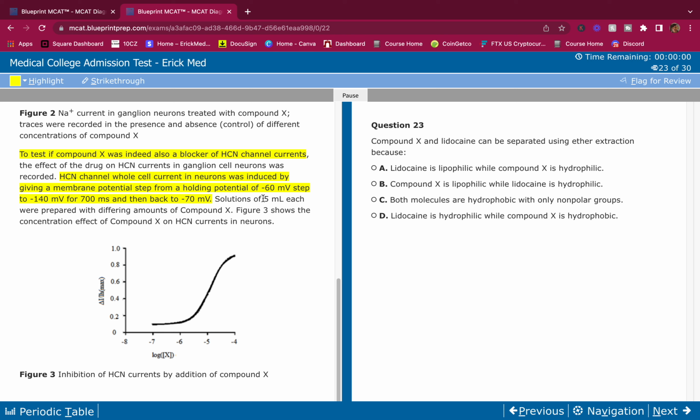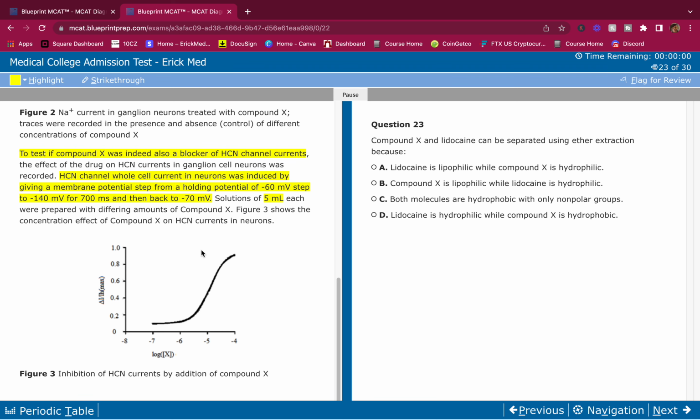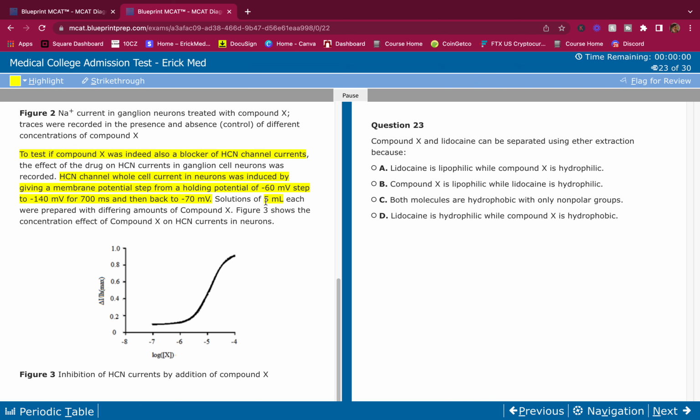Solutions of 5 milliliters each were prepared with differing amounts of compound X. This kind of struck out at me, especially the 5 milliliters part, because they told me an exact concentration. This struck out at me, so I'm going to highlight this. Figure 3 shows the concentration effect of compound X on HCN currents in neurons. Figure 3, inhibition of HCN currents by addition of compound X.